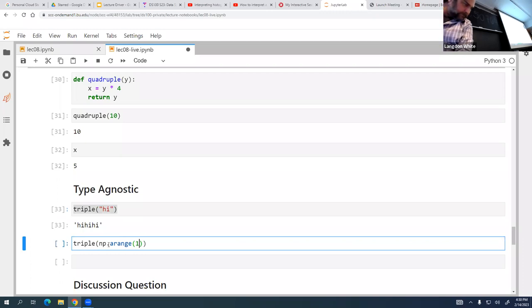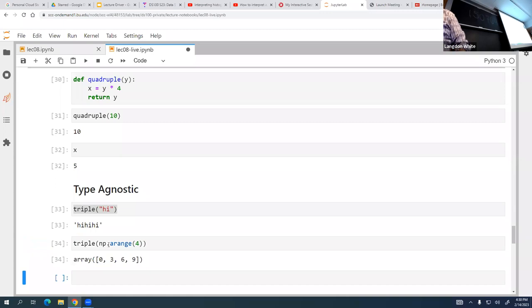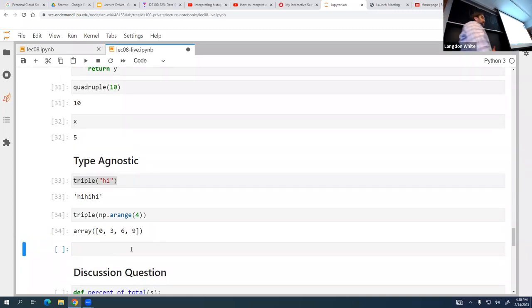And then I can even do more complex things like pass it an array, for example. Let's do, what do I have? Because if we multiply an array by three, it goes through and multiplies each value and creates a new array with those values. So now I passed in zero through three and multiplied each one by three using triple. All right.